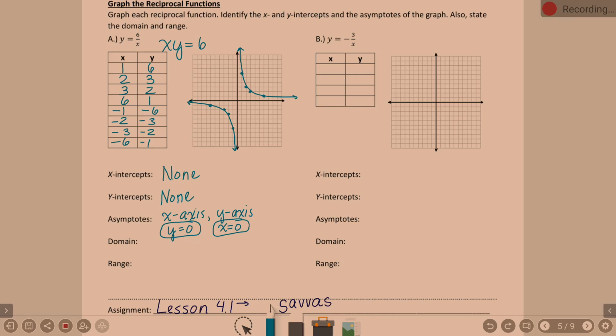Now, domain. Where's this graph go? How far left and right? My graph goes infinitely left and infinitely right. What's the one value in the middle it doesn't touch? 0. So I'm going to write this as all reals except x equals 0.